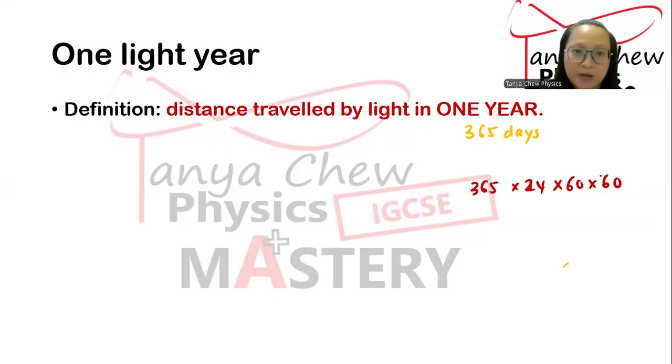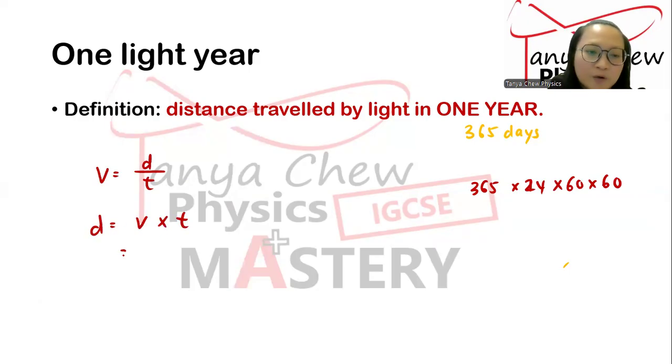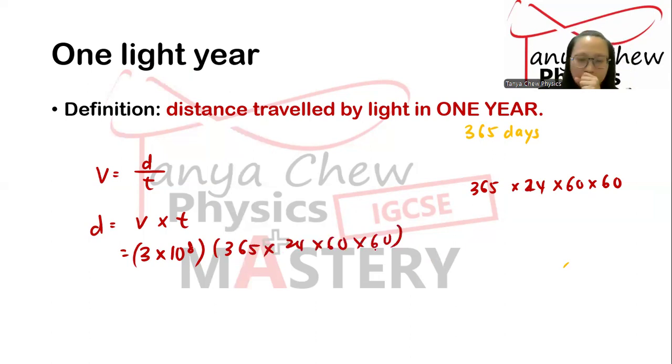If the speed of light is given, okay, normally we use speed of light equals distance over time. So 1 light year is distance, speed of light times time. Speed of light is normally 3 times 10 to the power 8 meters per second. So that is why you have to convert this. Let me do it: 3 times 10 to the power 8 times 365 times 24 times 60 times 60. So 1 light year is about 9.46 times 10 to the power 15 meters.